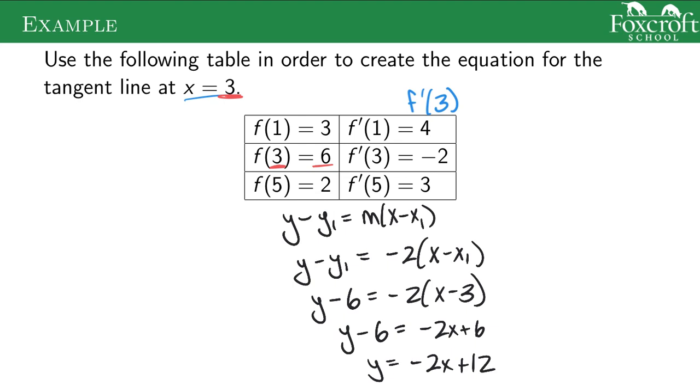This one just doesn't have all the expressions. You just kind of know that because your x value is 3, you care about this middle column, because that's when the x value is 3. We use the right-hand column for the slope of the tangent line, and we use the left-hand column for those x and y values.